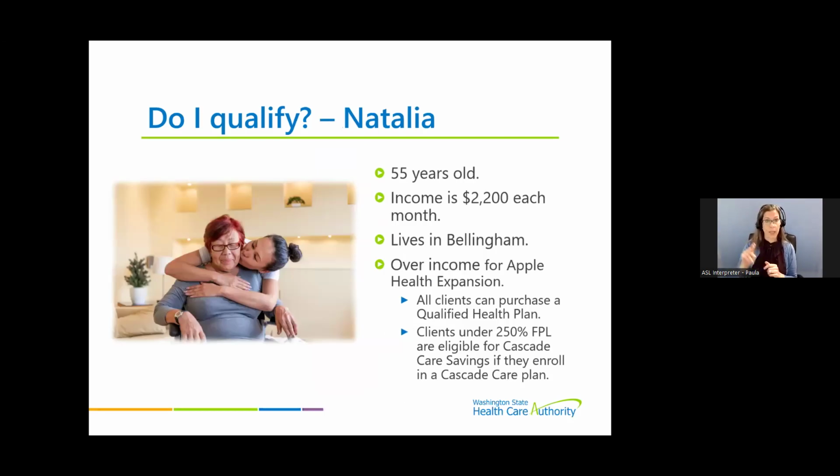Natalia is 55 years old with an income of $2,200 a month. She lives in Bellingham. She's over income for the Apple Health expansion. So all clients can still purchase a qualified health plan. Clients under 250% of the federal poverty level are eligible for Cascade Care savings if they enroll in a Cascade Care plan.